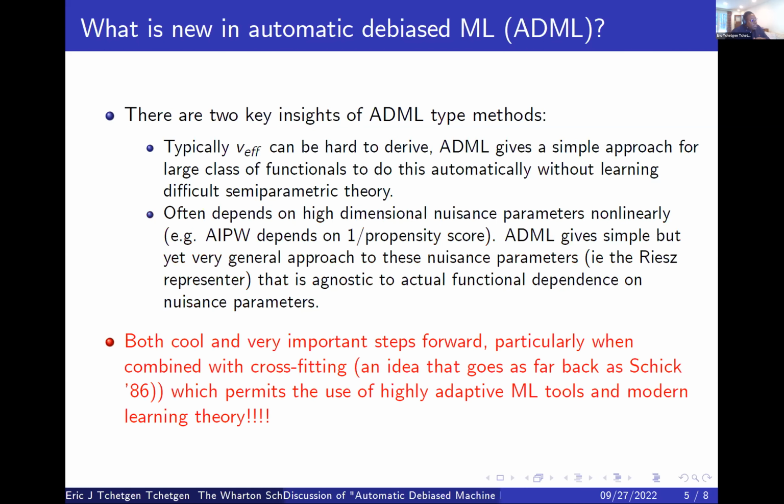nuisance parameters. These are both cool key insights and very important steps forward, particularly when combined with powerful ideas such as cross-fitting, which, by the way, is yet again an idea that has been in the literature for quite a while, going back to Schick in '86, which allows us and licenses us, in our modern days, to use highly adaptive ML tools and modern learning theory to study asymptotics.